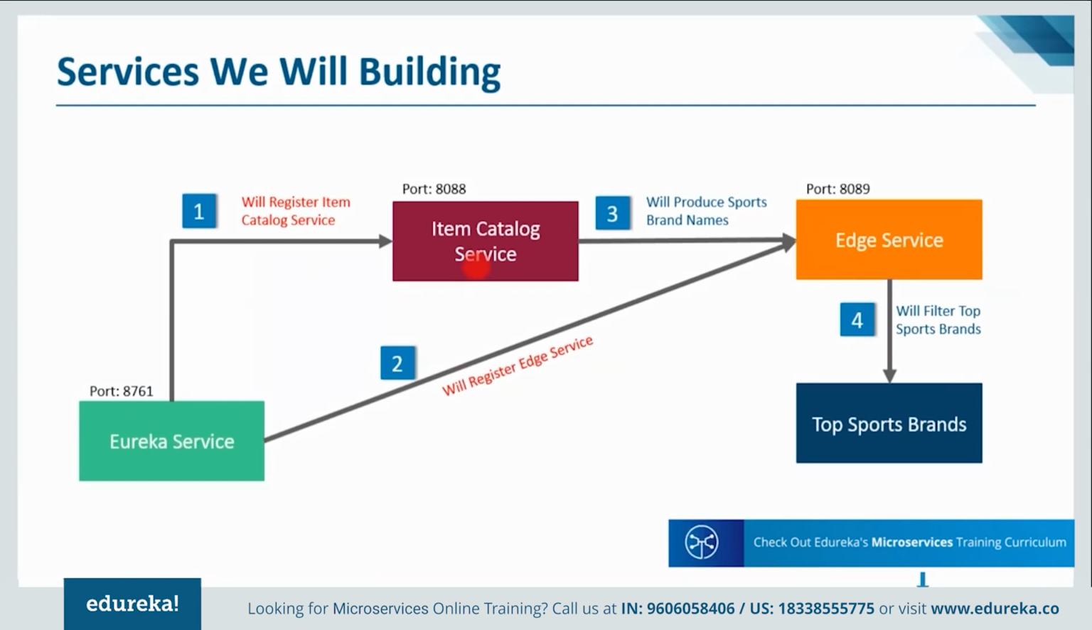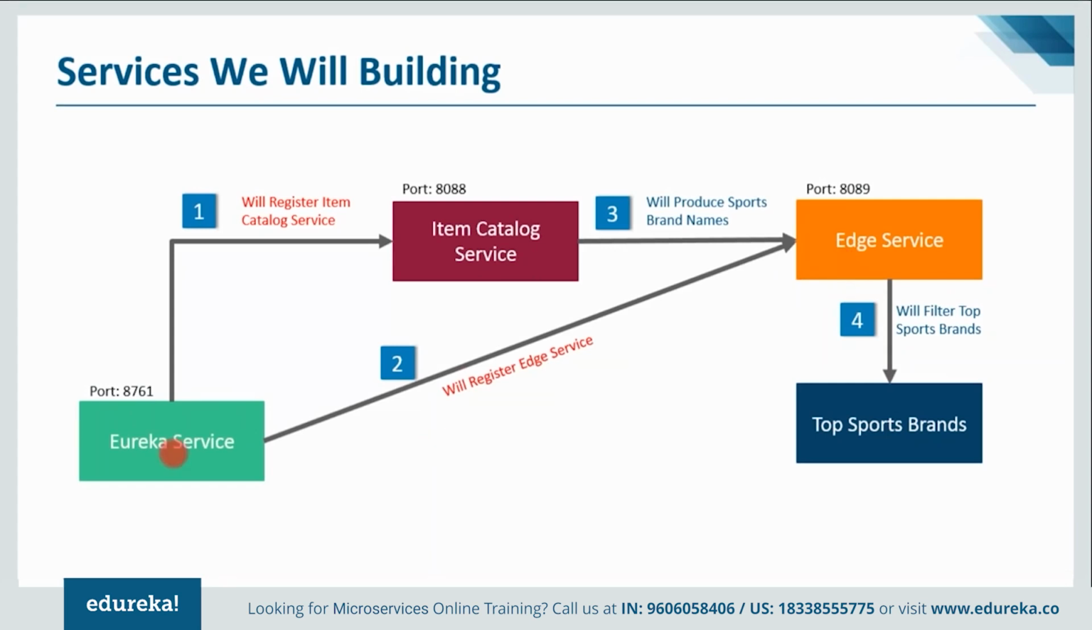One is Eureka Server, then we have Item Catalog Service, and then we have Edge Service. So these are the three services that we'll be running. Now let me discuss each of these one by one. So the first thing is Eureka Service. Now this service will register every microservice and then the client microservice will look up to the Eureka server to get a dependent microservice to get the job done.